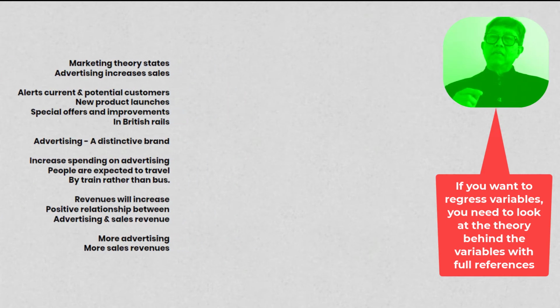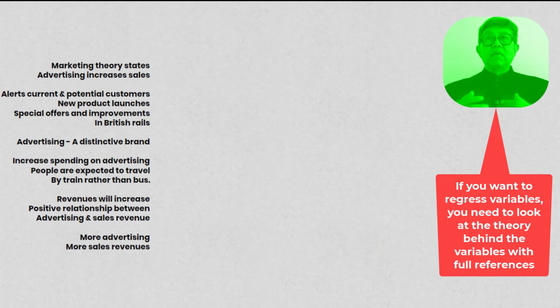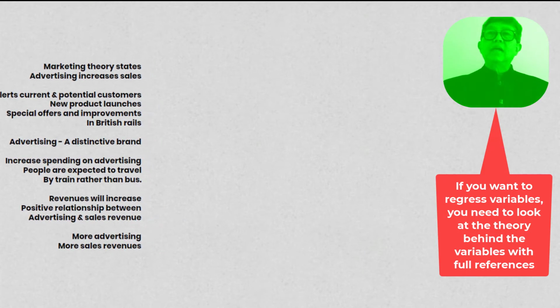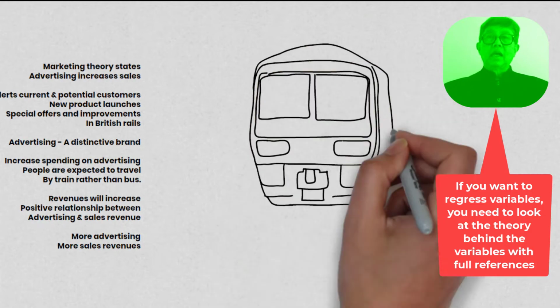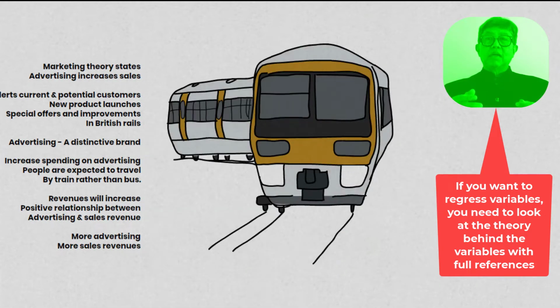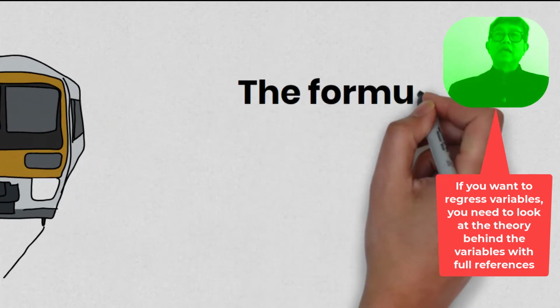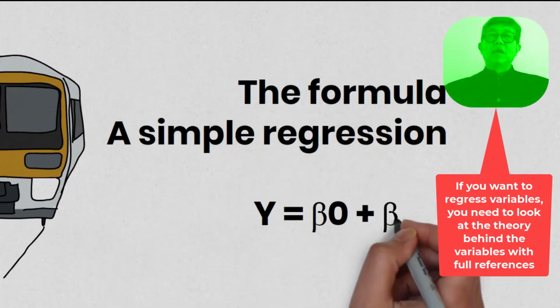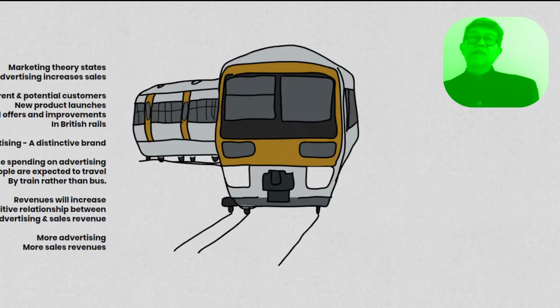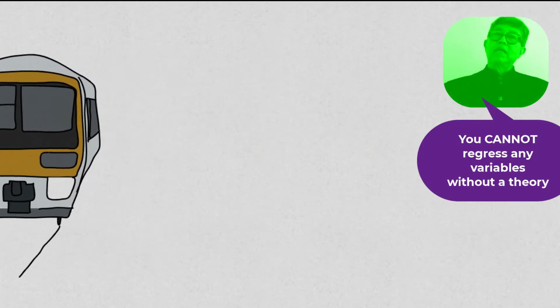So this is important. If you want to regress a variable, you need to look at the theory, which I would like to see in your assignment. What kind of theory do you look at? You cannot just regress anything. You need to look at the theory. The formula for simple regression is provided. It's a simple one.